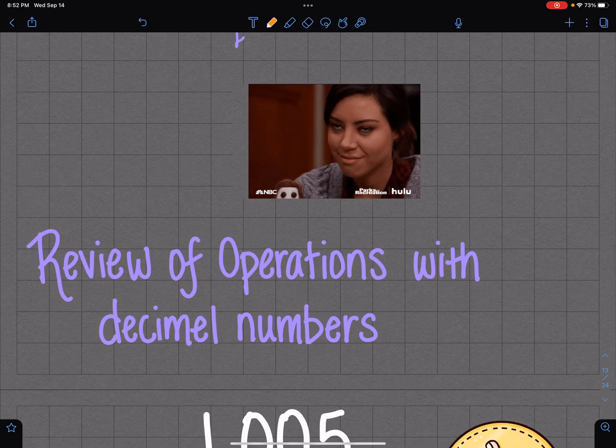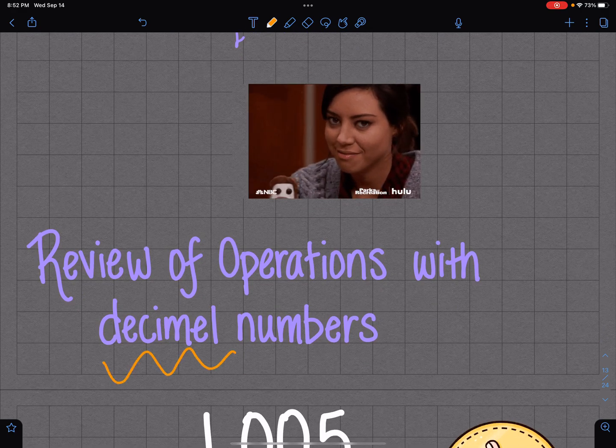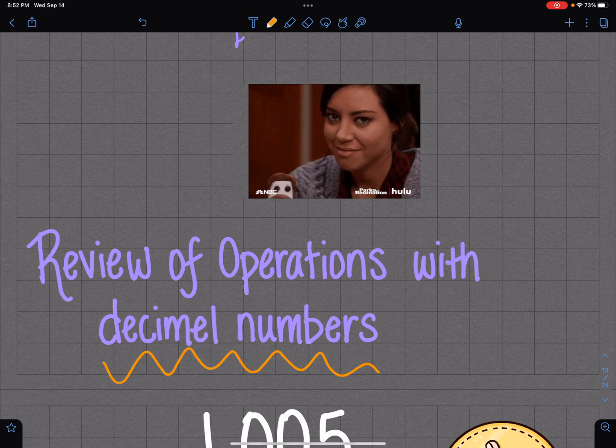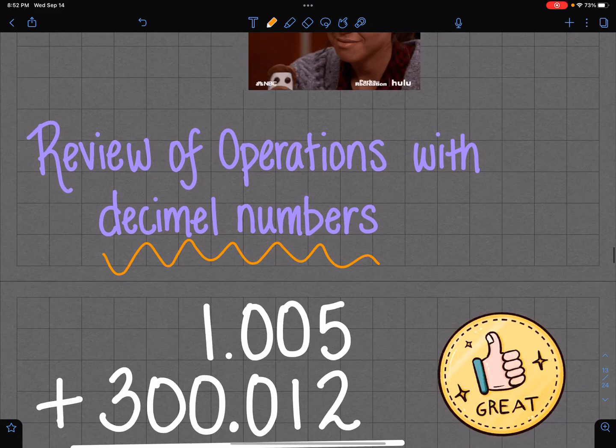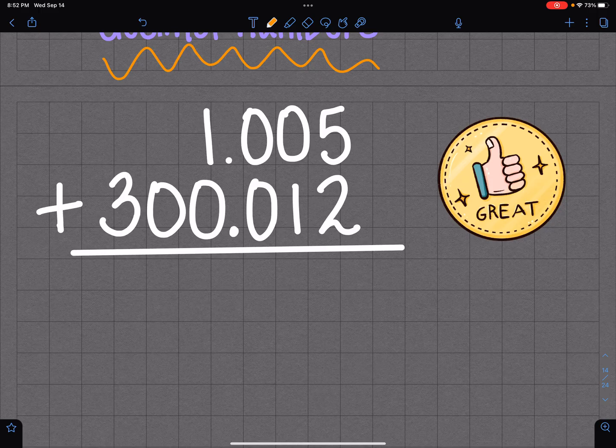Let's go over a review of operations with decimal numbers. You have to know this, and this is super important. When you are adding or subtracting any numbers with decimals in them, you have to line up the decimals before you add or subtract, and then you just go column by column.